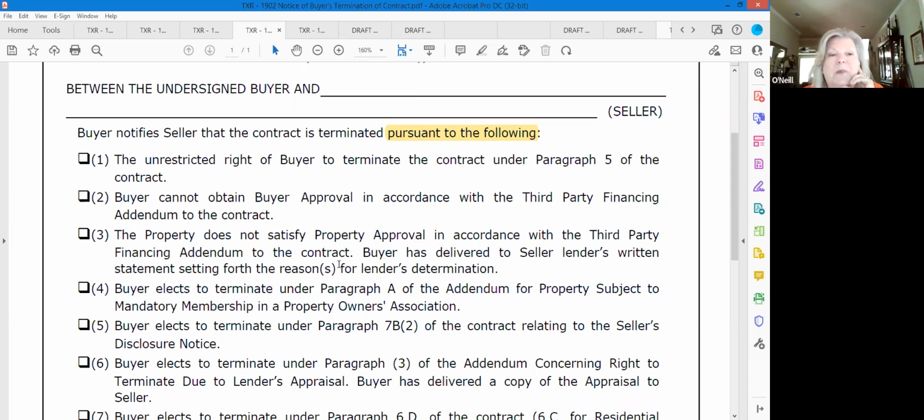The second one says buyer cannot obtain buyer approval. That's paragraph 2A of the third-party financing addendum. You go past those number of days, folks, you don't get to use this form. You don't have a right to terminate, buyer. You will be in default.